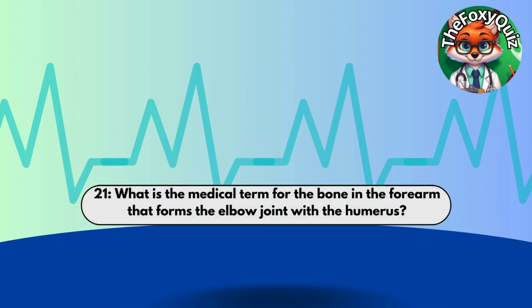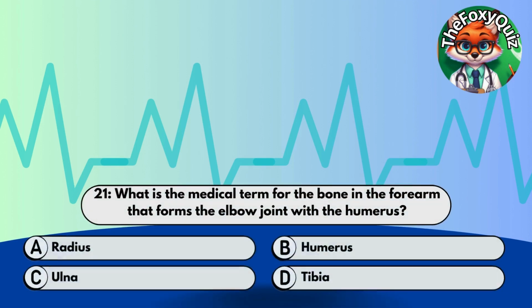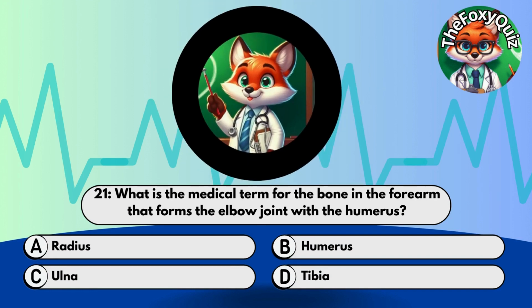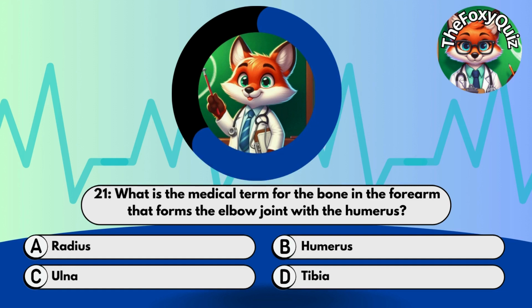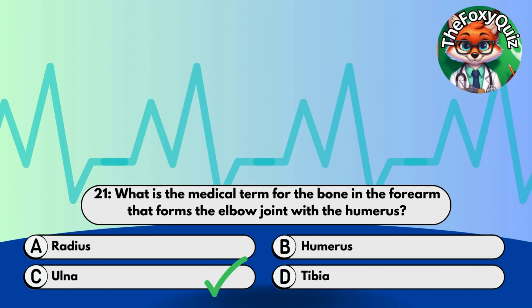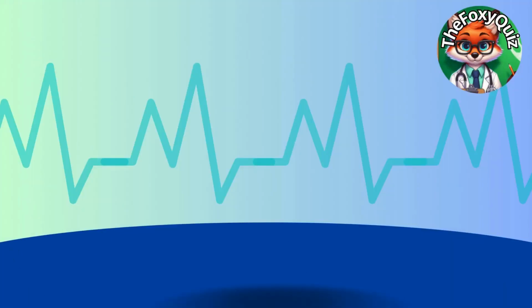Question 21. What is the medical term for the bone in the forearm that forms the elbow joint with the humerus? Which option do you think is correct? A, radius. B, humerus. C, ulna. D, tibia. Answer C, ulna.